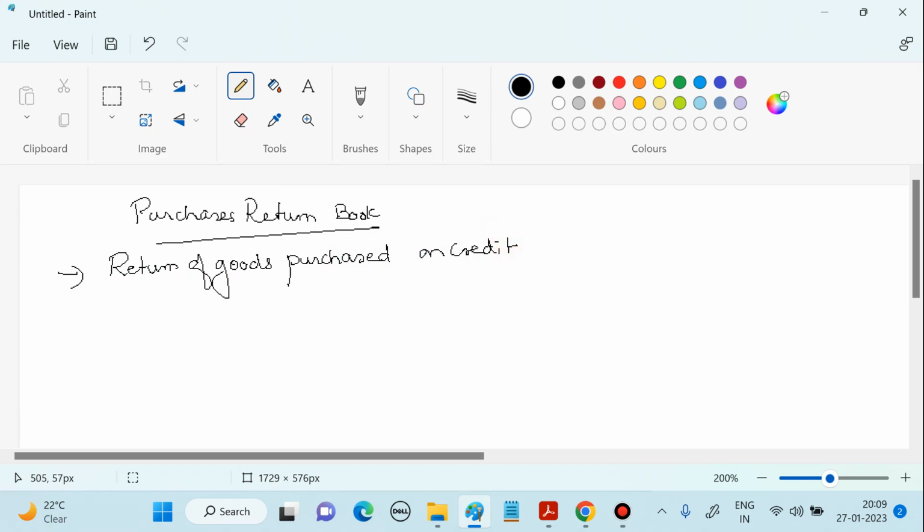So when you purchase goods on cash basis, that is, you paid cash and purchased goods, and if you're returning those goods, will that be recorded here?